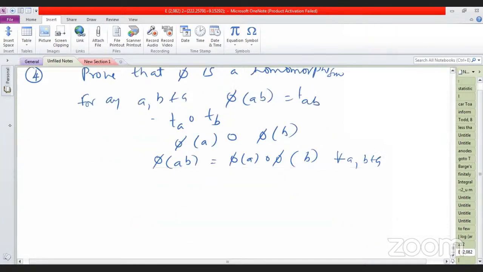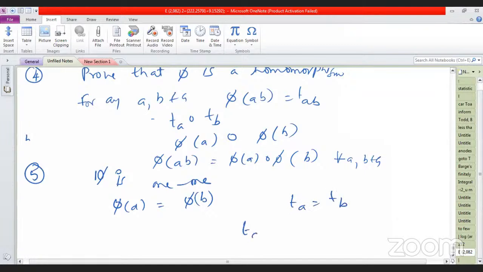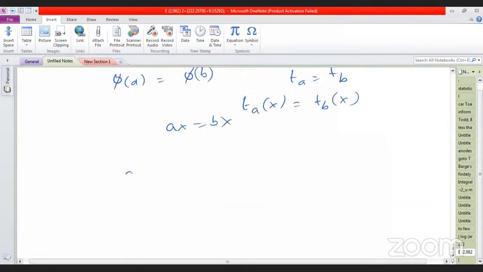Then another one, the 1-1 condition. Phi is 1-1. Phi of a is equal to phi of b, that means T_a is equal to T_b. Yes, sir. T_a of x is equal to T_b of x, sir. a x is equal to b x, sir. Yes, sir. Therefore a is equal to b. So phi of a is equal to phi of b implies a equals b. So it is 1-1 or not? 1-1. Yes, sir.